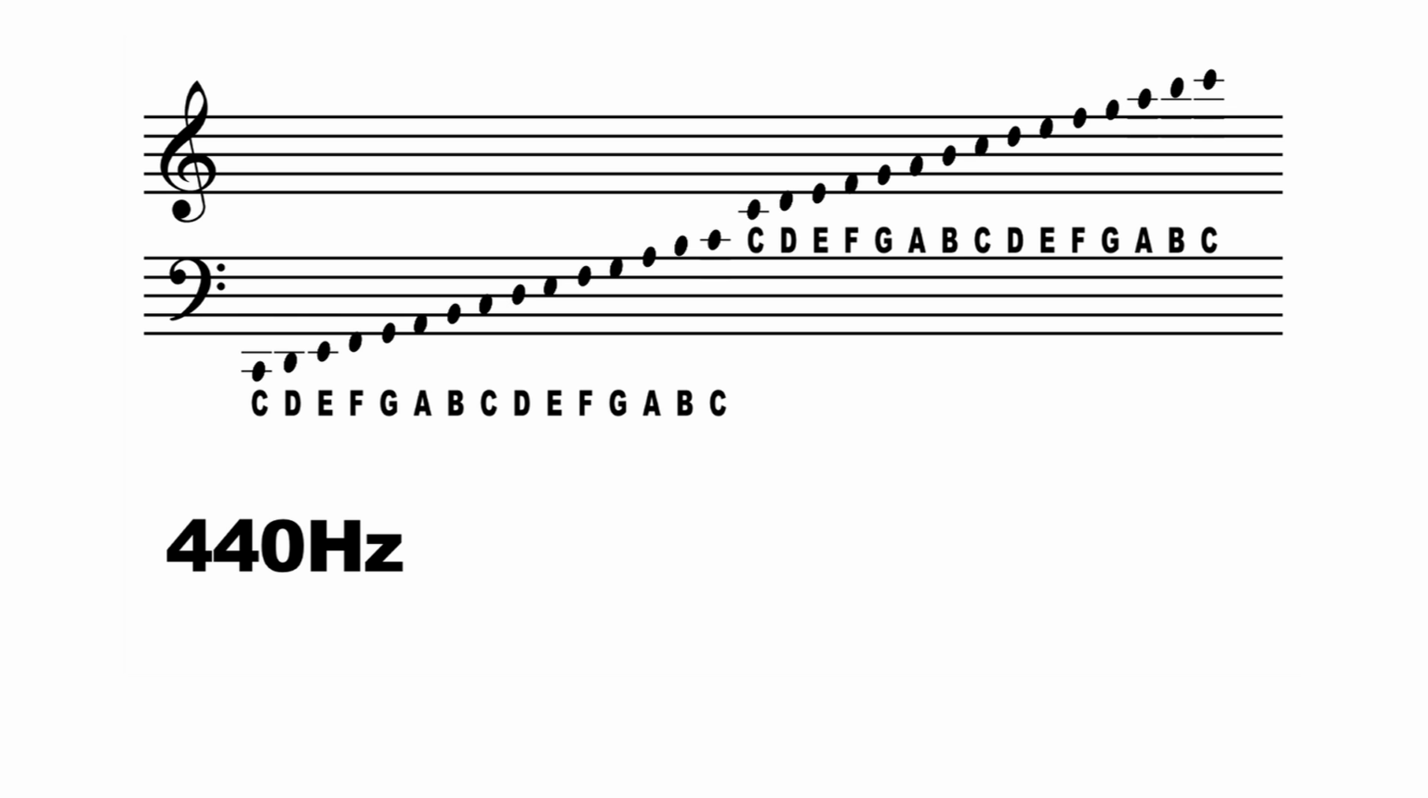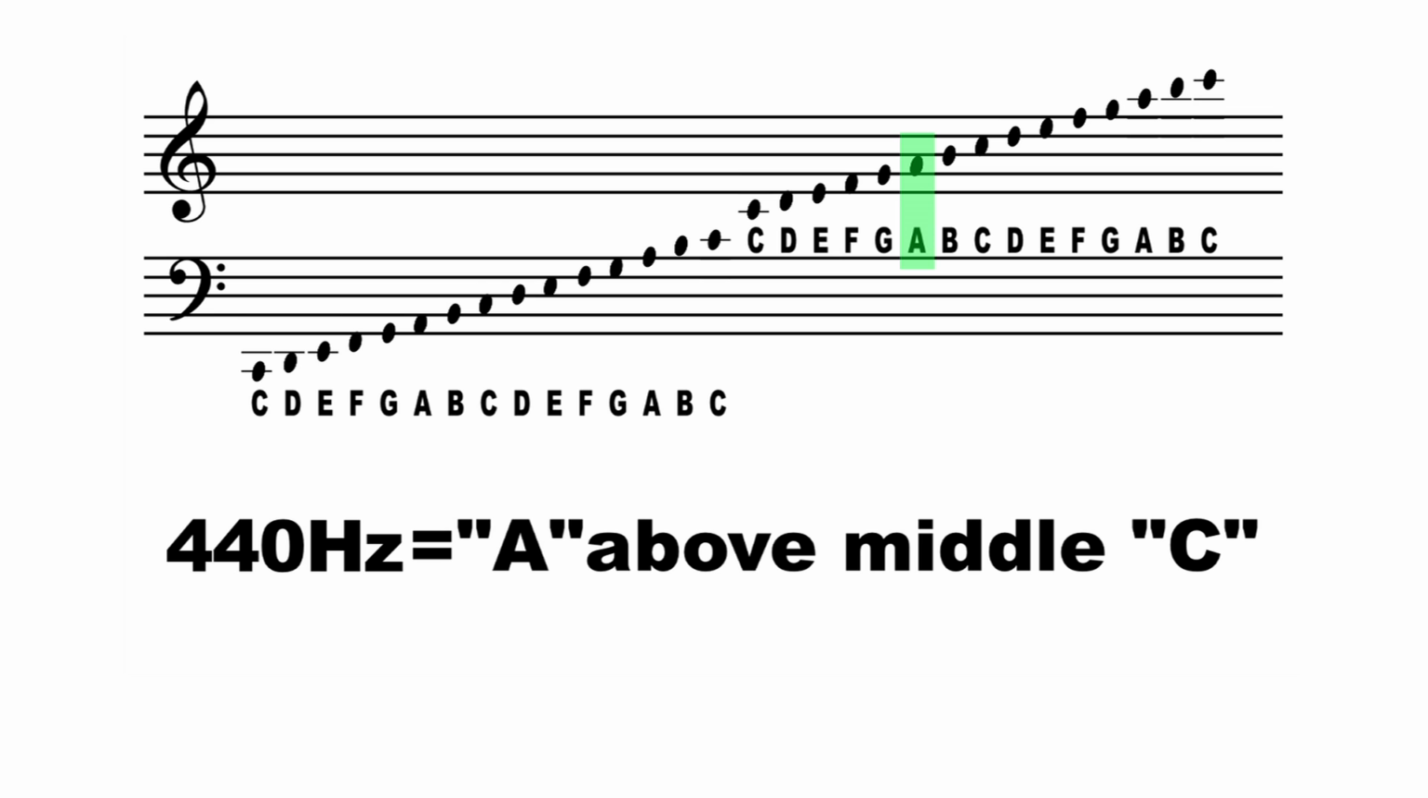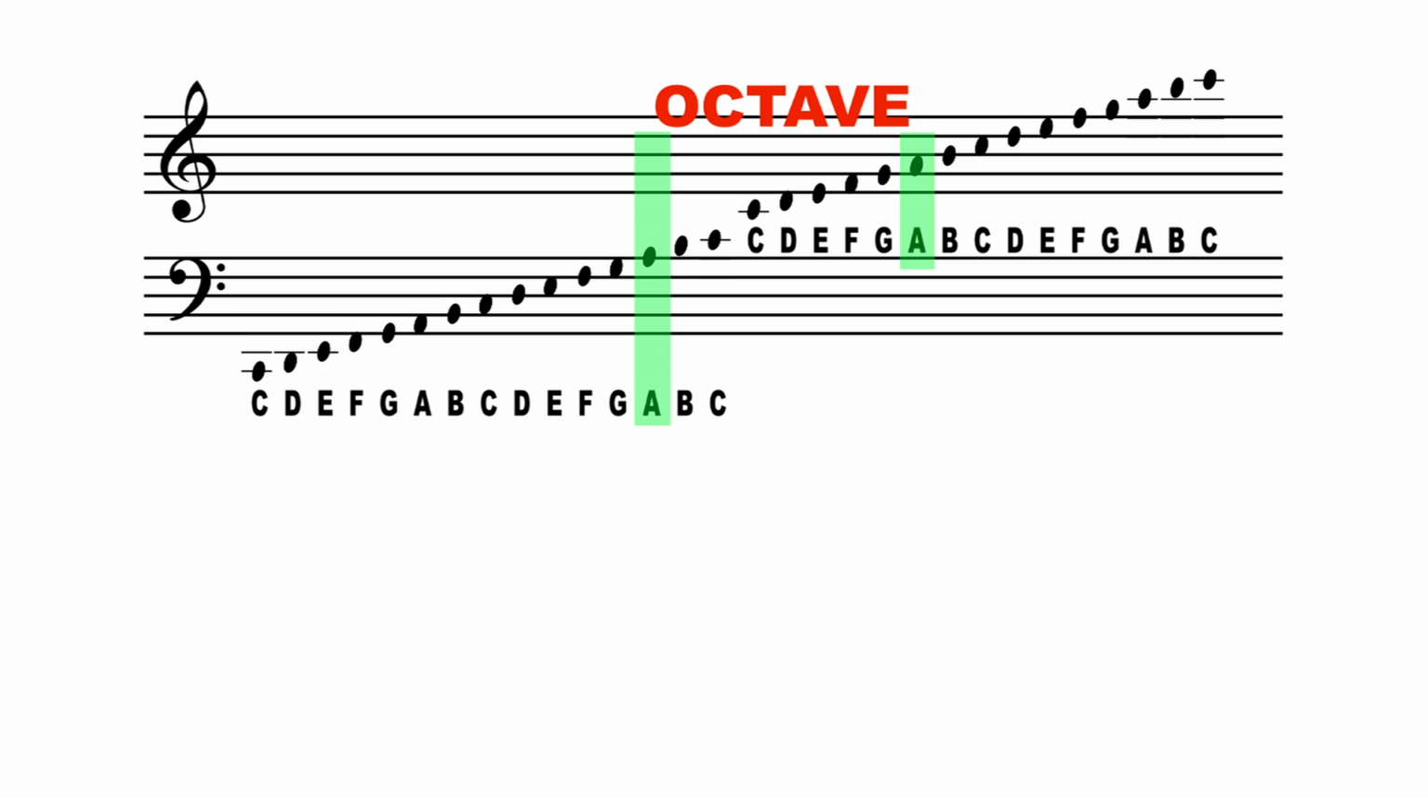And the note name of that frequency is A, above middle C. This means that the A above middle C represents the frequency of 440 Hz. The A below middle C is an octave lower than that of the A above middle C. Here is an example of C in all the different octaves.